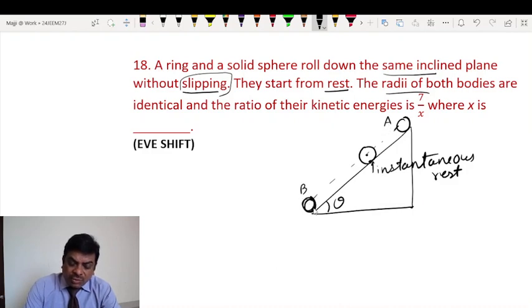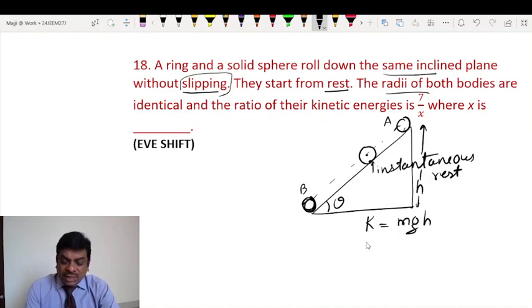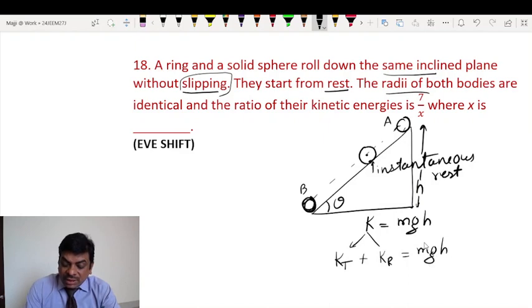So during the course of motion, if there is no energy loss, you can apply the law of conservation of energy. Since both of them are descending the same inclined plane, the height lost by both of them will be the same. So kinetic energy gained will be mgh. Of course, this kinetic energy will be in the form of translatory kinetic energy and rotatory kinetic energy. So you can see their masses are same.